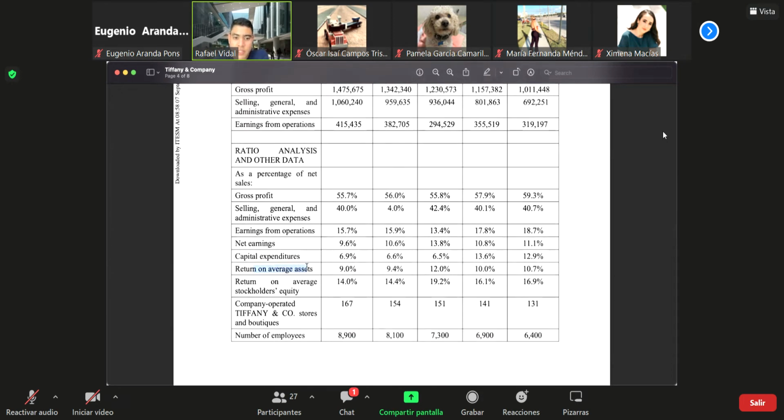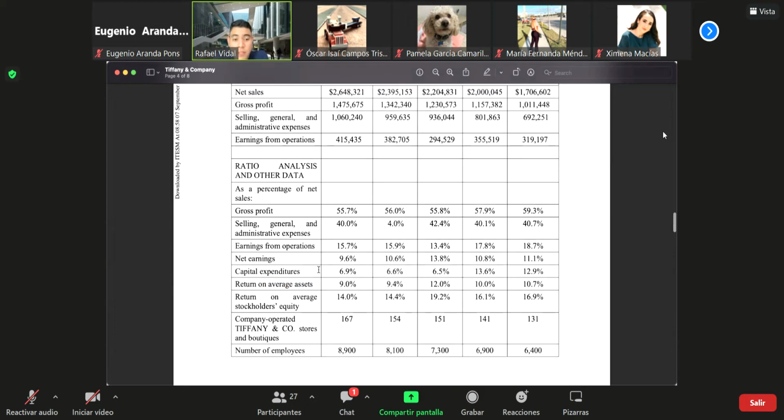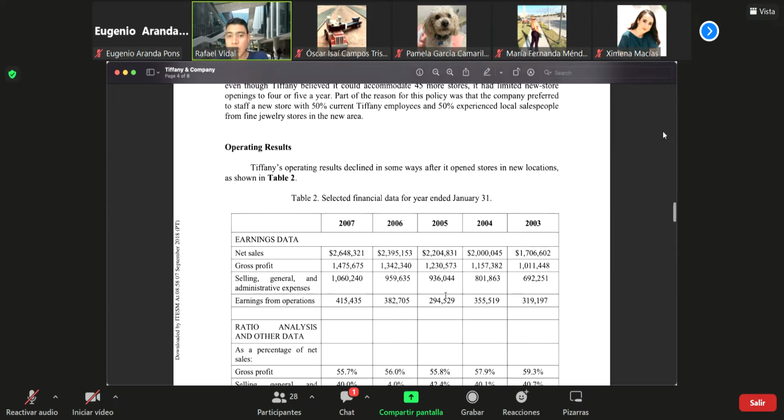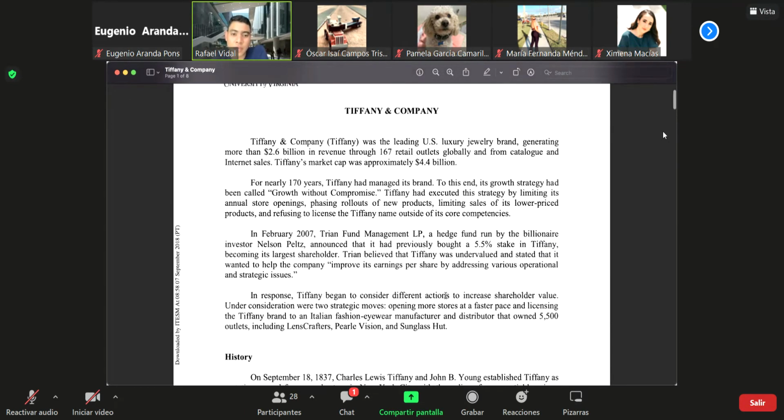Return on average assets. Remember, this number tells us how good we are at using our assets to make profit. So it is decreasing as well. So the efficiency in the utilization of all the things we have as a company is not performing well. Return on average stockholder equity. This means the more you invest, the better the organization is going to perform in terms of profit margins. So it is decreasing.